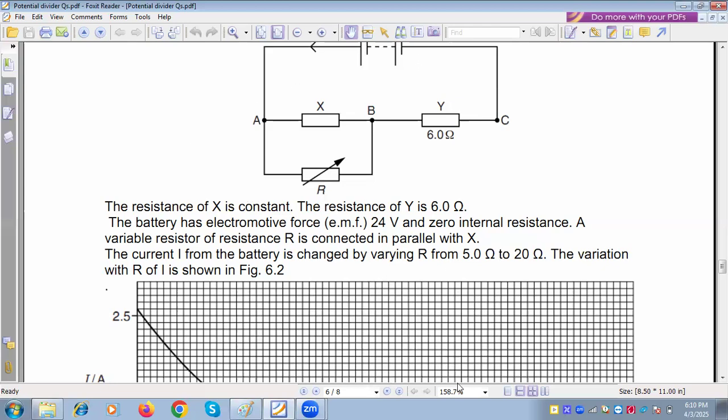What does that mean? If this R increases, RAB will increase, the parallel combination increases, and so will our AC. The total resistance will also increase; this is fixed, but this is varying due to the variable resistance. So our AC will also increase. So current decreases when R is increased. And if R is decreased, the total resistance will decrease and our current will increase.